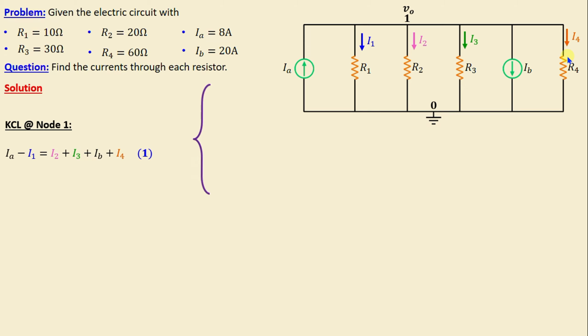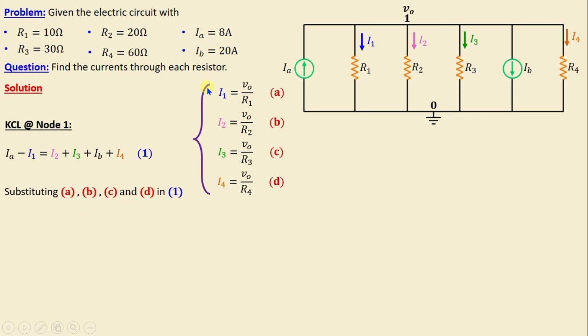According to Ohm's law, the currents can be expressed as the voltage difference across a resistor divided by the resistance. This implies that the currents can be determined by the following equations. I1 is equal to VO over R1. I2 is equal to VO over R2. I3 is equal to VO over R3. And I4 is equal to VO over R4.